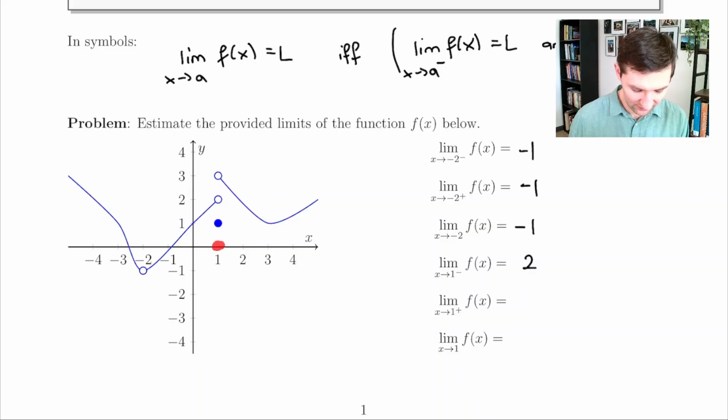As I approach x equal to 1, using inputs on the right side of 1, the outputs of my function get closer and closer to the value of 3.